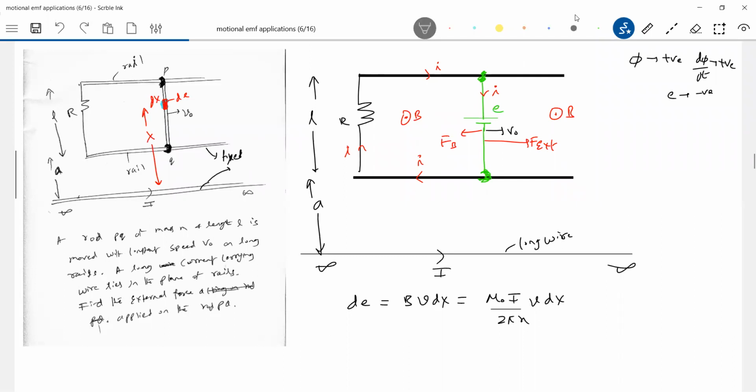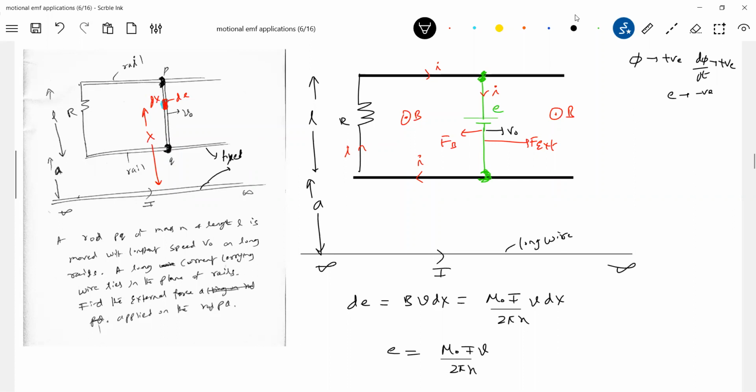So after getting this, I know dE. What is the total EMF induced in the rod PQ? The limit should be from a to a plus L. The EMF induced is the integral of mu naught I V by 2 pi x dx, from a to a plus L. So it is mu naught I V by 2 pi times log of (a plus L) by a. So this is the total EMF induced.